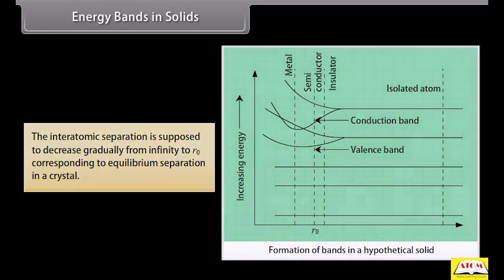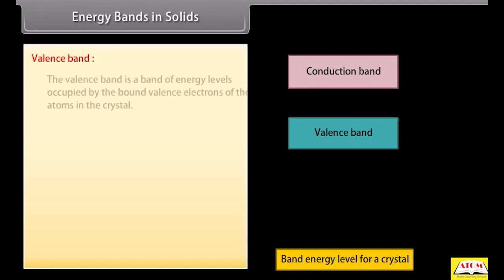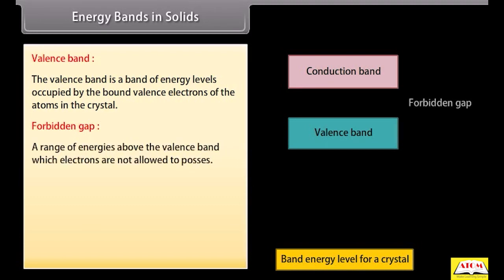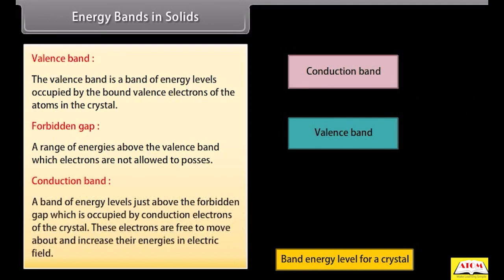Valence band. The valence band is a band of energy levels occupied by the bound valence electrons of the atoms in the crystal. Forbidden gap. A range of energies above the valence band which electrons are not allowed to possess. Conduction band. A band of energy levels just above the forbidden gap which is occupied by conduction electrons of the crystal. These electrons are free to move about and increase their energies in an electric field.